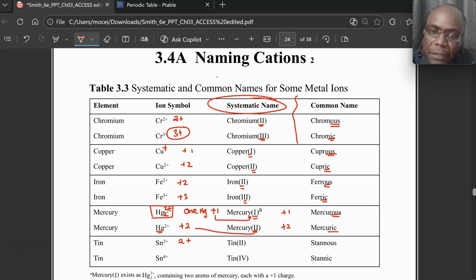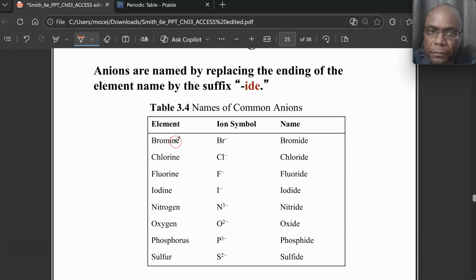Tin, you have the +2 version and you have the +4 version. So you have tin 2 and tin 4. The lesser one will be stannous, and the one with maximum charge will be stannic, which is why the tin symbol is not Tn. It comes from stannum, so Sn. Okay, I think that's the Latin, or is it the Greek name? So that is the idea on how to name those.